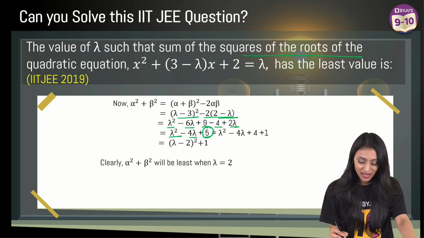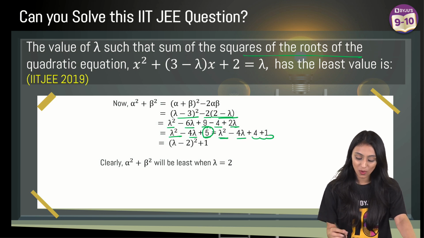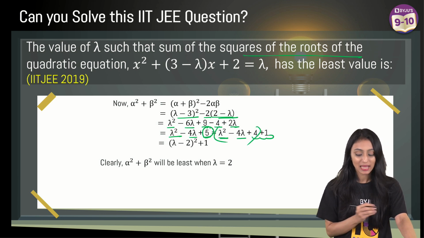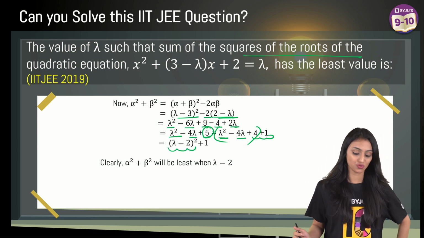I can split this 5 as 4 plus 1. So lambda square minus 4 lambda plus 4 plus 1. You just see this much part. This is forming an identity, lambda minus 2 whole square plus 1. Now comes the most interesting part.